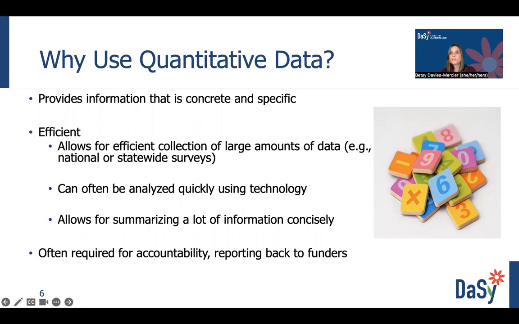For example, you can summarize changes in child outcomes ratings for children across a state or region using simple averages, or you can compute percentages of children served across different years. Finally, quantitative data are often required for accountability or reporting progress to funders. The Part C and Part B 619 indicator data are examples of quantitative data that are needed for reporting.